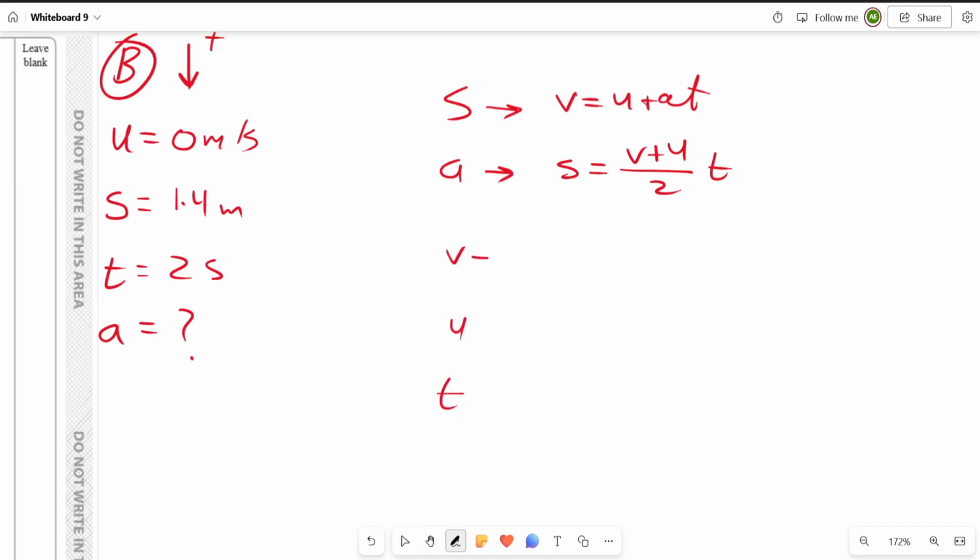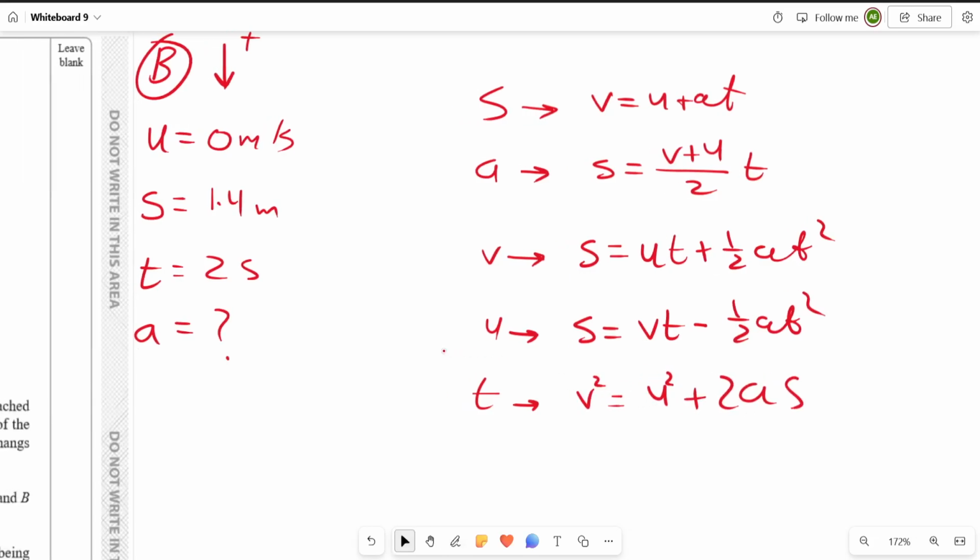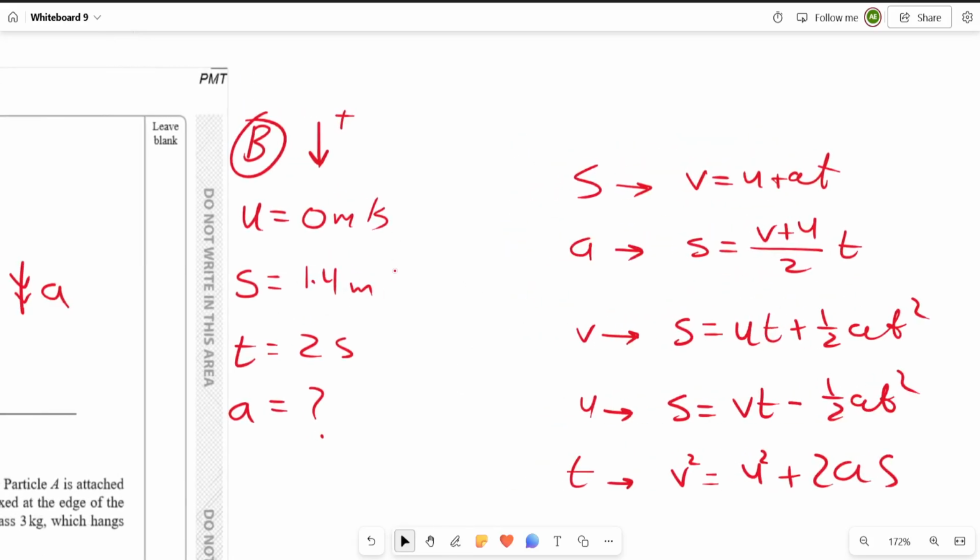So this one is going to be S equals ut plus half at squared. This is very similar: S equals vt minus half at squared. And this one is going to be v squared equals u squared plus 2as. Let's get back to the things I have from part B.